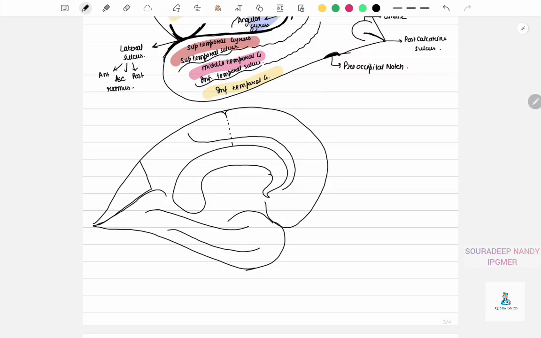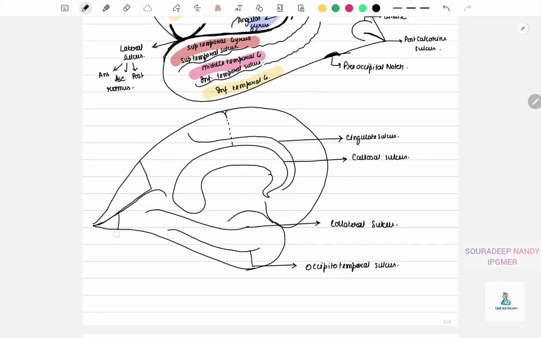Above the corpus callosum there is the callosal sulcus. Then here is the lateral sulcus. Here is the occipitotemporal sulcus. Here is the calcarine sulcus, and here is the parieto-occipital sulcus. Now let us describe the gyri.